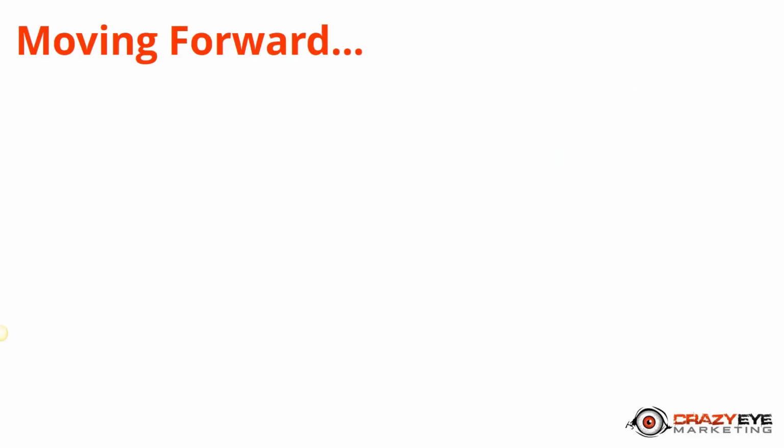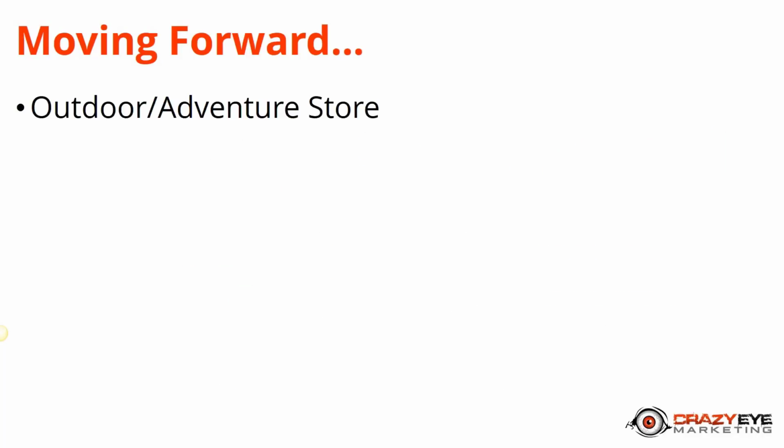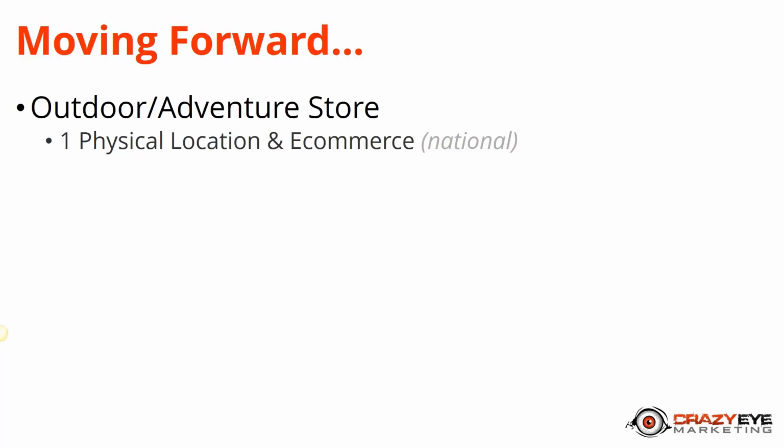I want to have a practical example. So moving forward, we're going to pretend like we have an outdoor/adventure store, and we have one physical location, and we also have an e-commerce store. And with the e-commerce store, we service the entire United States. Now, through our physical location and our e-commerce store, we sell everything from $2 energy bars or meal replacement bars to $1,000 plus tent and sleep systems. So we have a whole wide range of physical products.